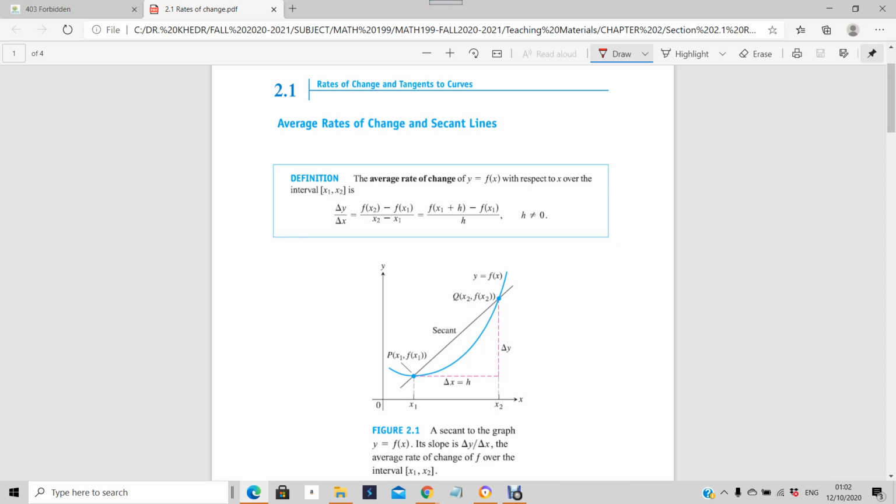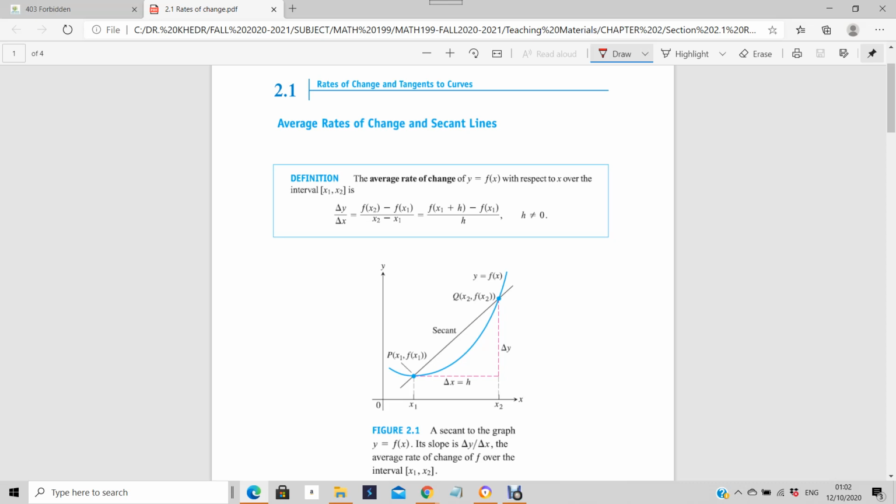The average rate of change of y equals f of x with respect to x over the interval from x1 to x2 is defined by delta y by delta x, which is equivalent to f of x2 minus f of x1 divided by x2 minus x1. And this can be written as f of x1 plus h minus f of x1 divided by h, where h is the difference between the 2 points x1 and x2. H here should not be 0.